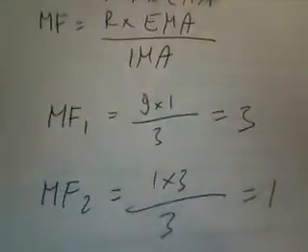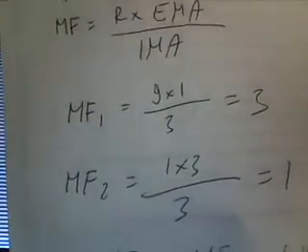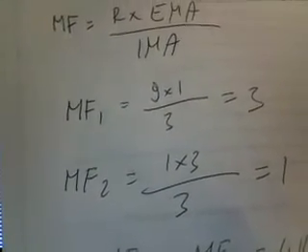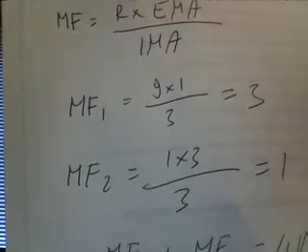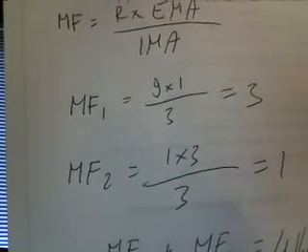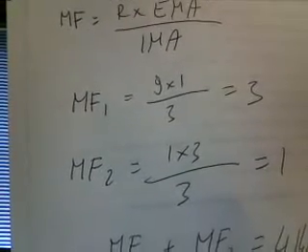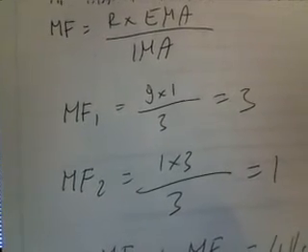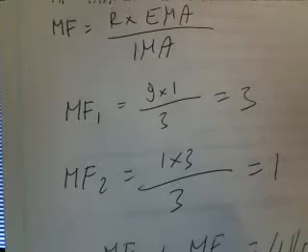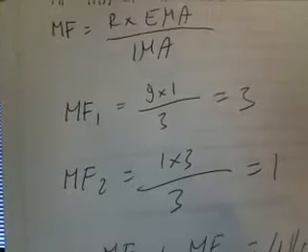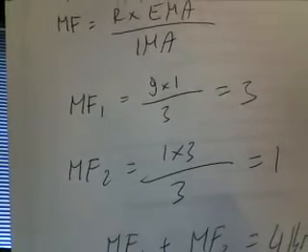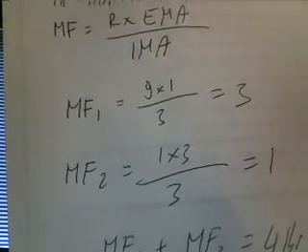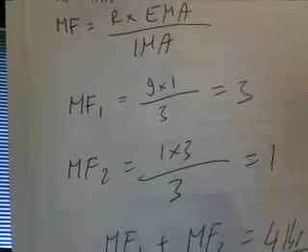So we have to do this in two separate ways, because we have two resistances. So resistance 1 was given to us as 9 pounds. What's the distance? 1 foot divided by IMA, which is 3 feet. So we end up with 3. Let's calculate this now for the second resistance. We have 1 pound multiplied by distance. 2 plus 1 is 3.